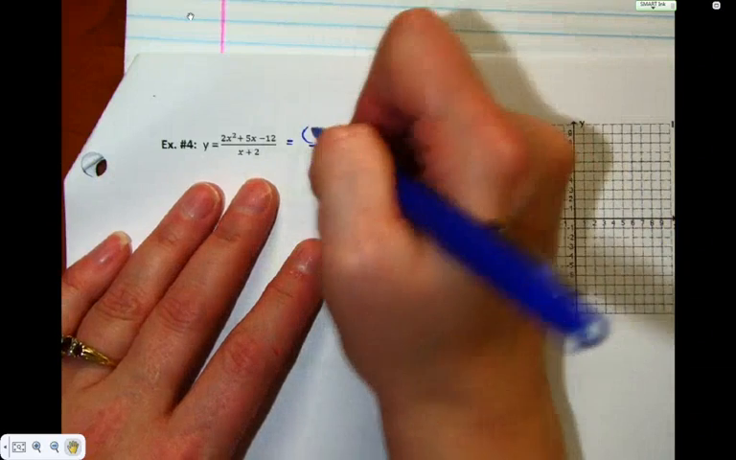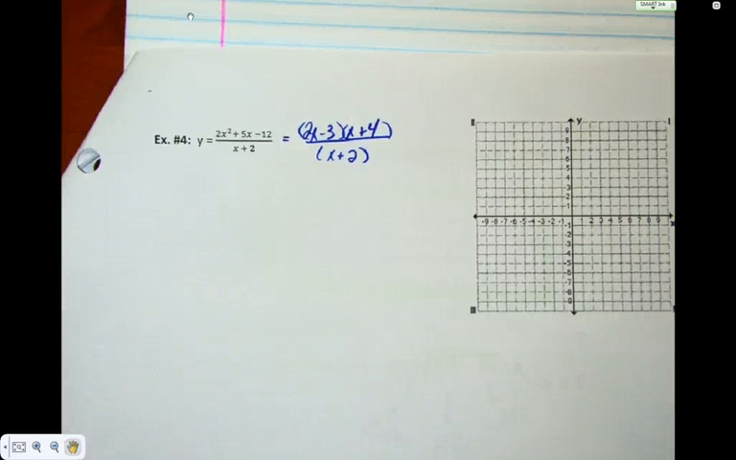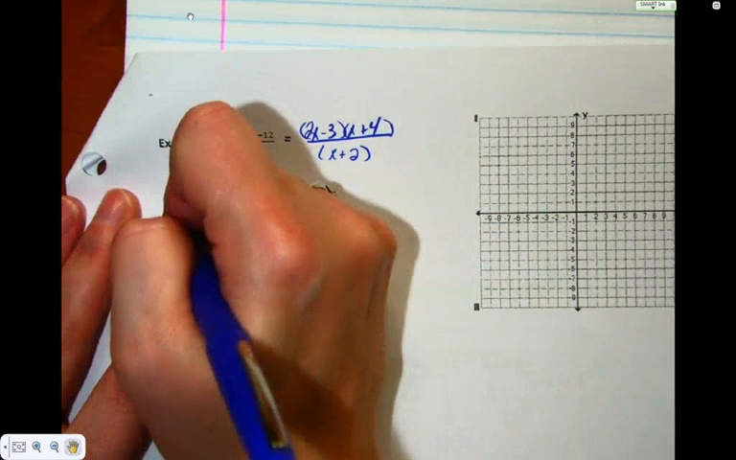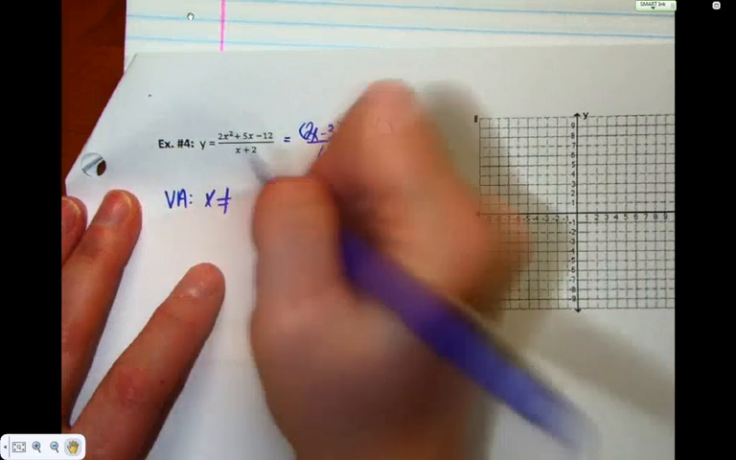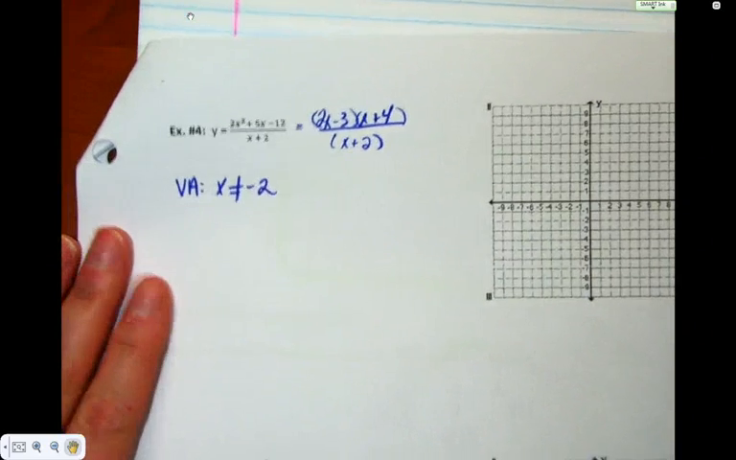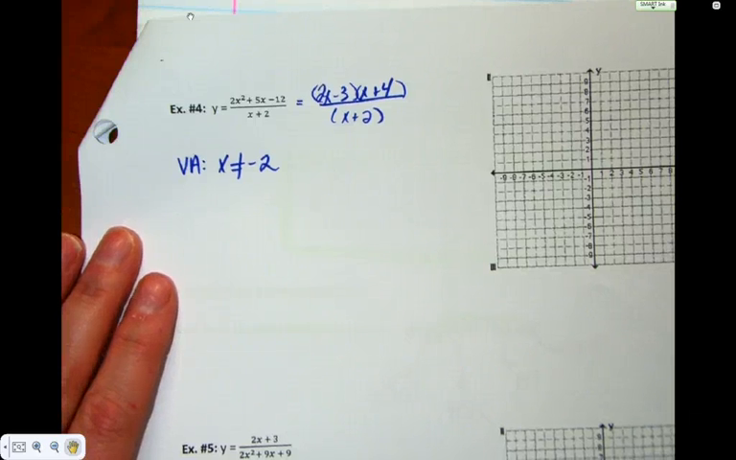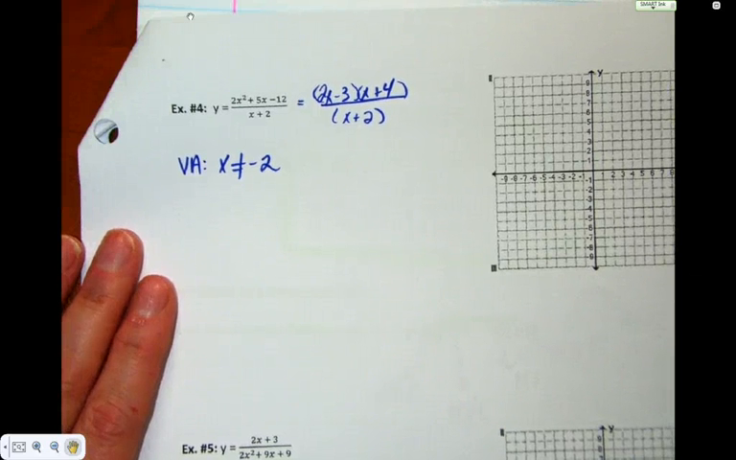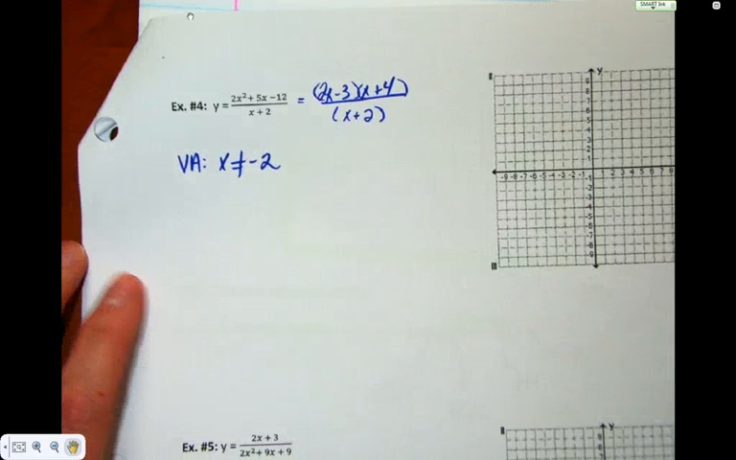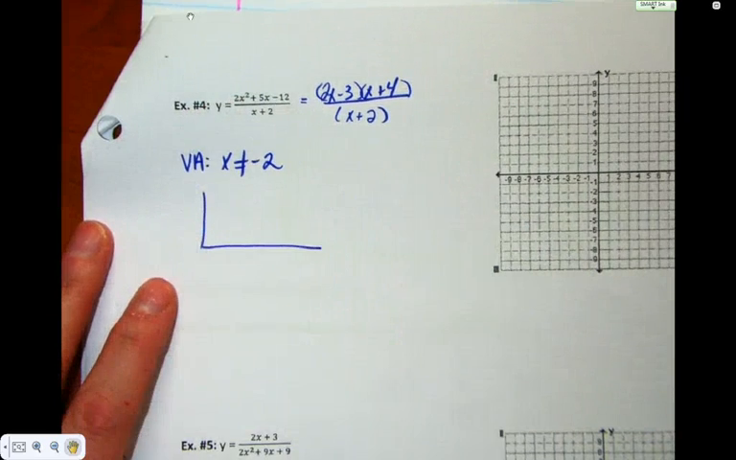Sorry, a little bit louder. 2x minus 3, x plus 4. There's the offer. Yeah. Conclusion about the x plus 2: x cannot be negative 2. Okay, horizontal or oblique? Oblique, yeah. Love it.